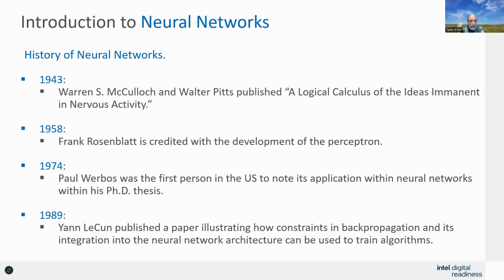In '74, Paul Werbos was the first person in the US to note its application within neural networks. That would be the perceptron. And then in 1989, Yann LeCun published a paper illustrating how constraints in backpropagation and its integration into the neural network architecture can be used to train algorithms, which is where we're at, right? And we're benefiting from all these predecessors having thought about it.